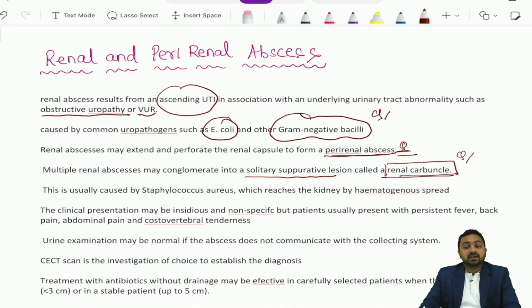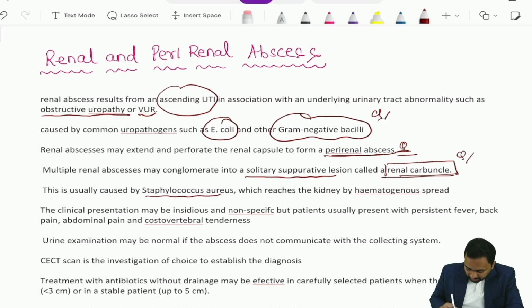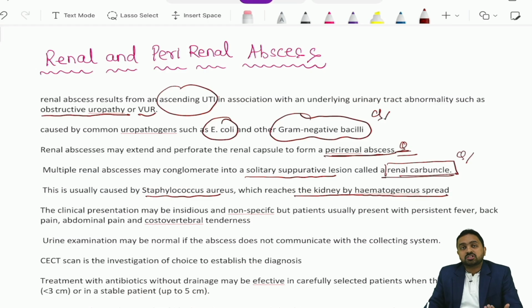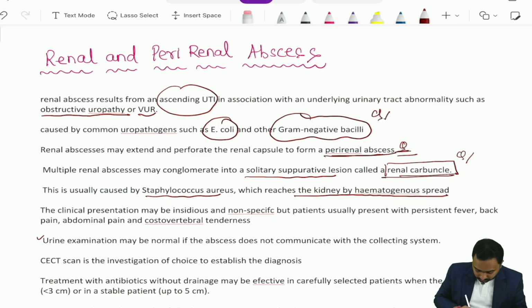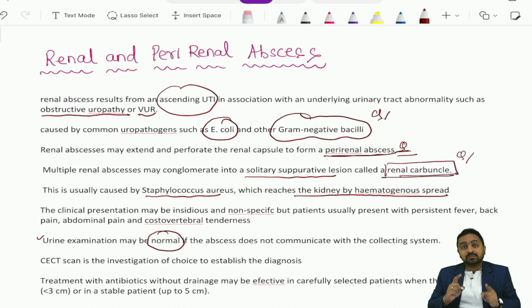It is caused by Staphylococcus aureus, which reaches the kidney by the hematogenous route. The clinical presentation may be insidious, or the patient may present with back pain, abdominal pain or costovertebral tenderness. The urine examination in such patients is usually normal until the abscess communicates with the collecting system, where you would find signs of infection.